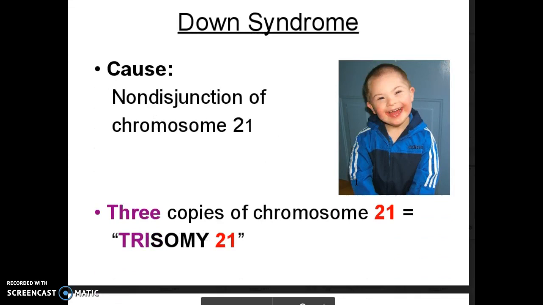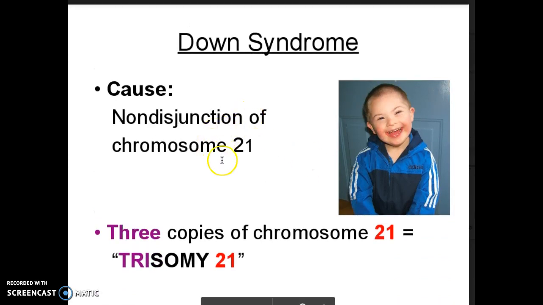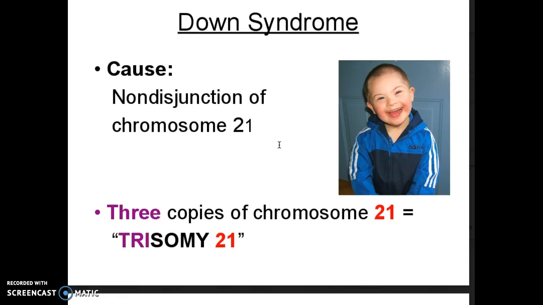So here's, again, the most common non-disjunction disorder, non-disjunction of chromosome 21. So Down syndrome, I think it's one of those that students have prior knowledge of from textbooks coming into the class. But now you know that's what causes it, non-disjunction.